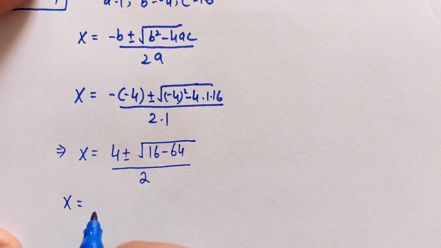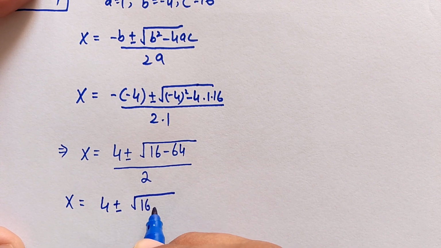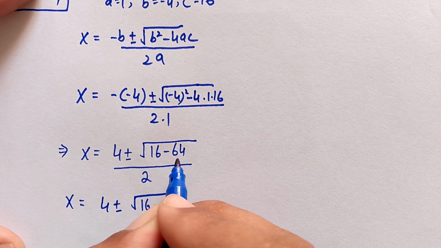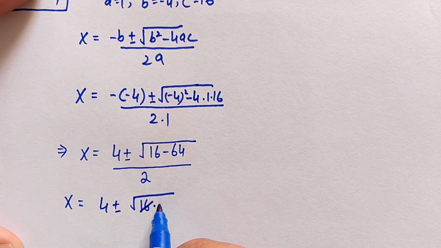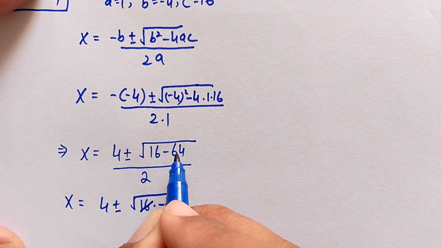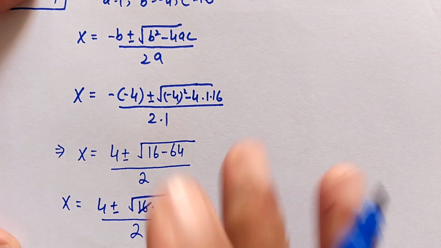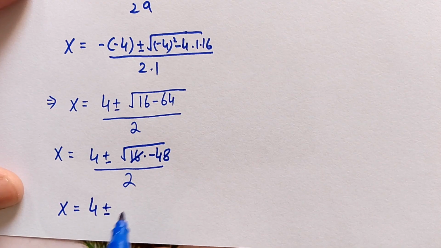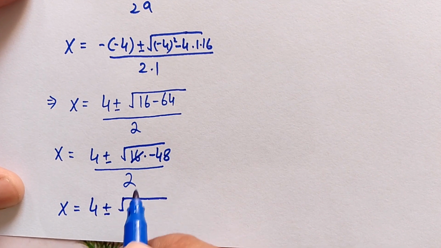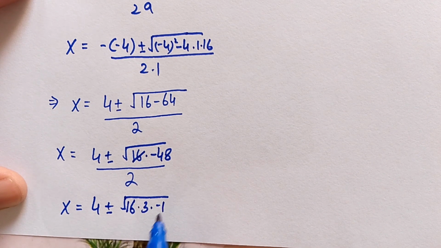X is equal to 4 plus minus square root of 16 minus 64. 16 minus 64 is equal to minus 48, divided by 2. Now in the next step, x is equal to 4 plus minus square root of this 48, which is equal to 16 times 3 times minus 1, which is equal to minus 48 divided by 2.